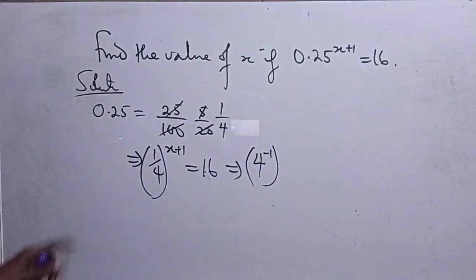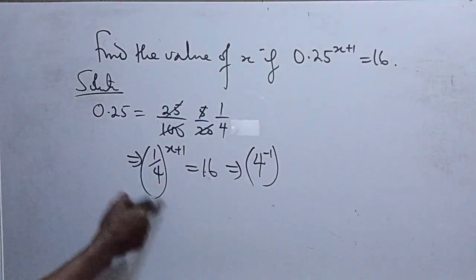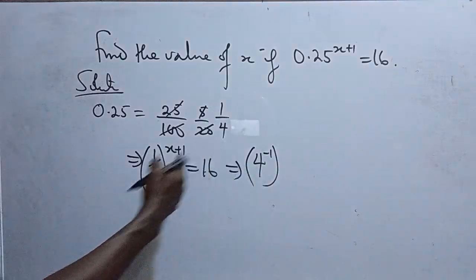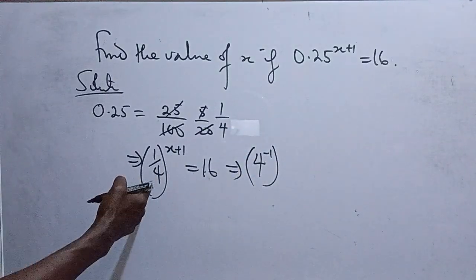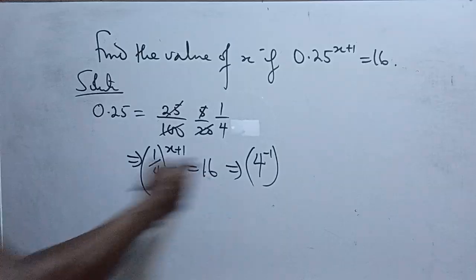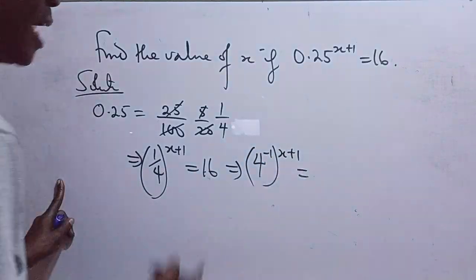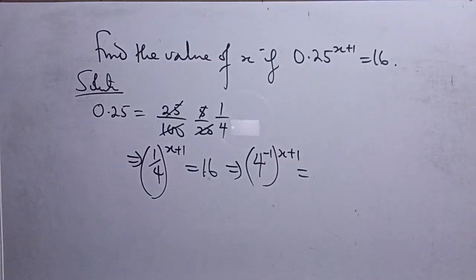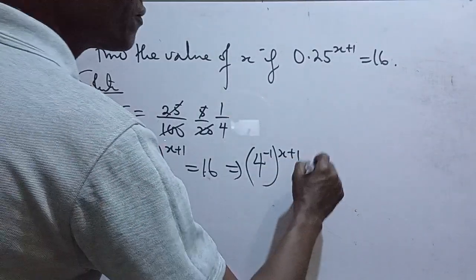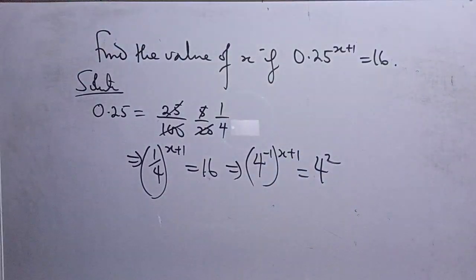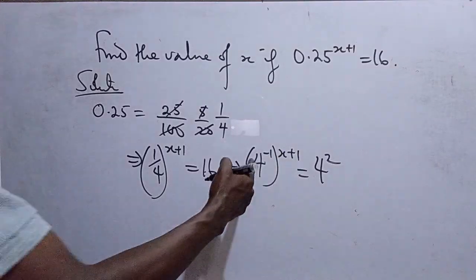Do you still remember that? Beautiful. It's 1 over 4, that is 4 raised to minus 1, which is 1 all over 4. Then we have x plus 1 as the exponent. Now, you can express 16 in terms of 4 as well. That would be 4 raised to the power 2. So now, let's expand this.